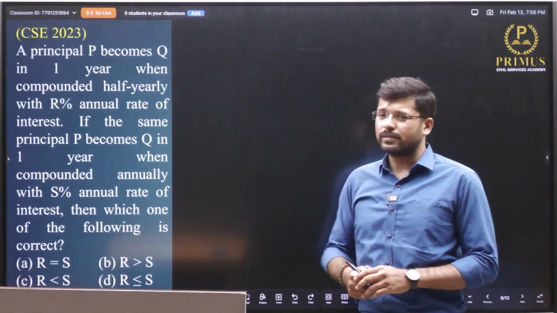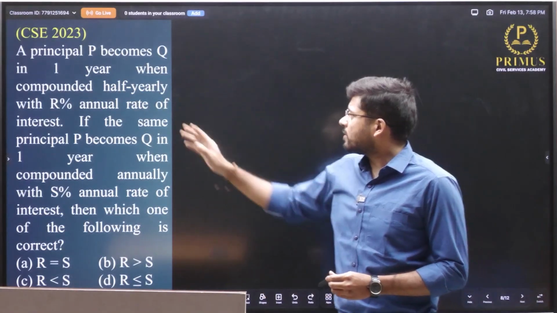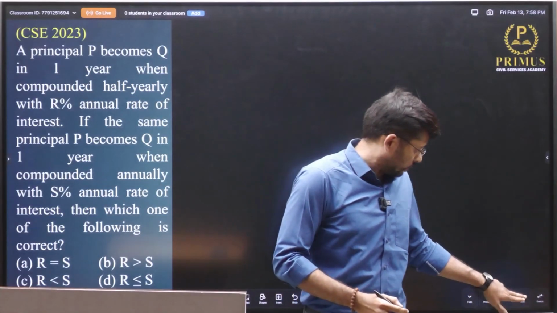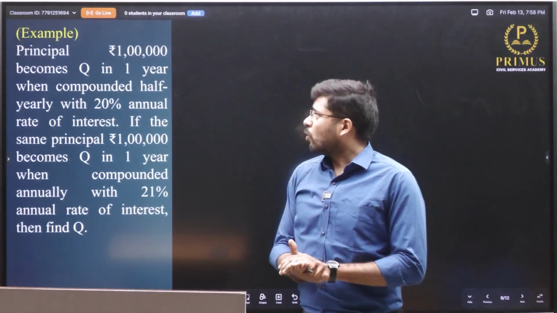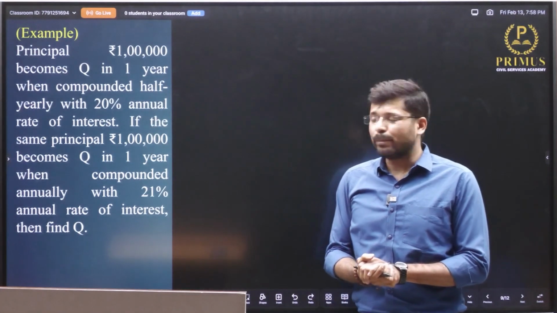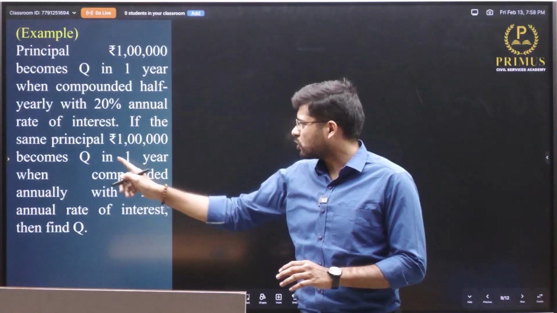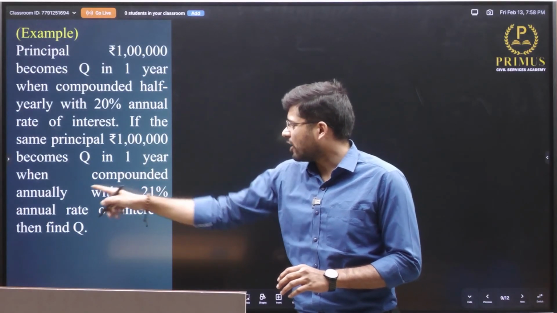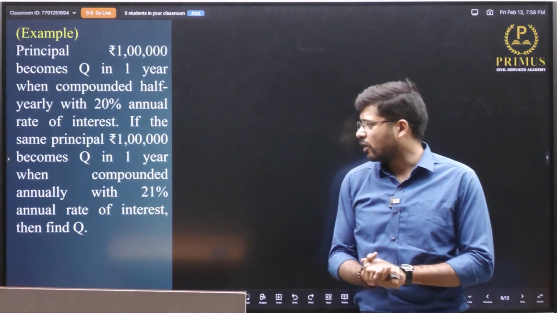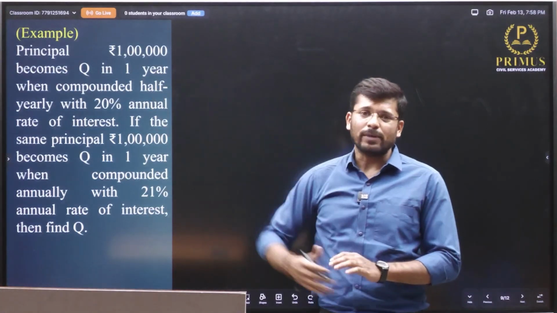See, in this case, a principal P becomes Q. Okay, this is the question. Before going into this, let us take a look at an example. Principal 1 lakh rupees becomes Q in 1 year when compounded half yearly with 20% annual rate of interest. If the same principal 1 lakh rupees becomes Q in 1 year when compounded annually with 21% annual rate of interest, then find Q. So in both the cases, Q is same.